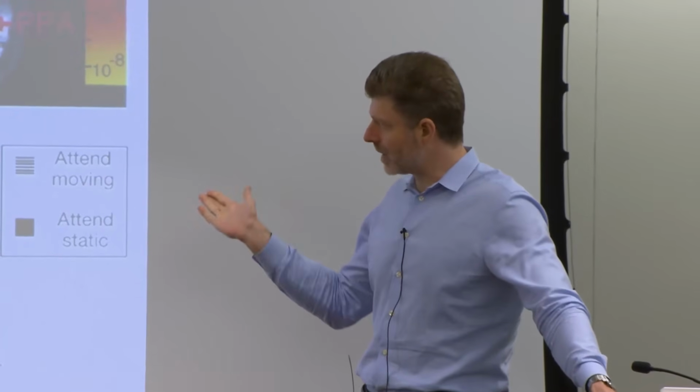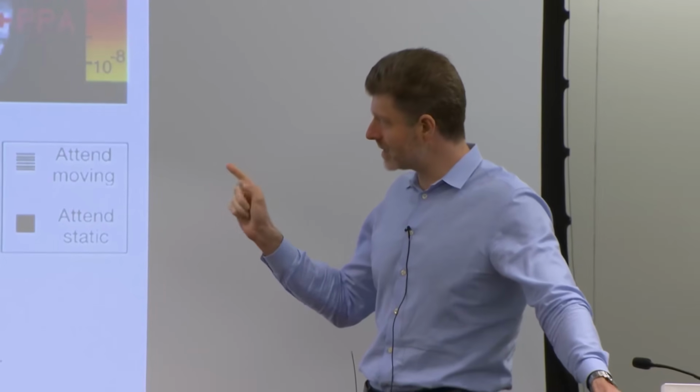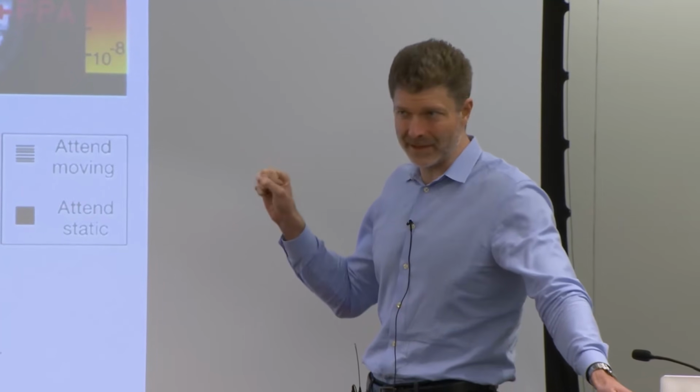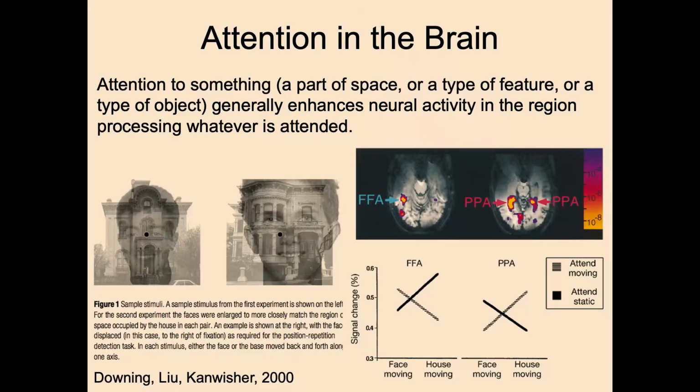And so the bottom line is that when you're attending to the face image, the activity in the FFA is higher. When you're attending to the house image, the activity in the PPA is higher. Right? So same sort of idea as back here, but now with respect to types of objects. Okay, so that's where we left off last time.